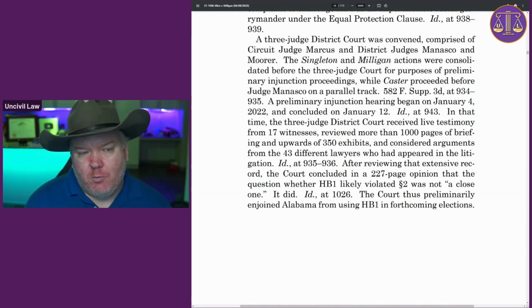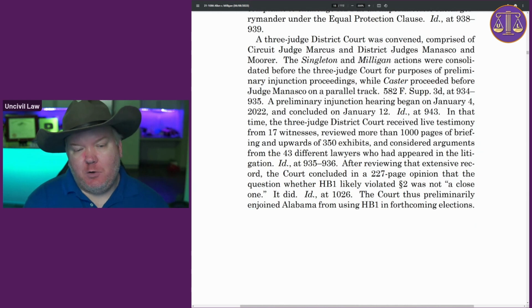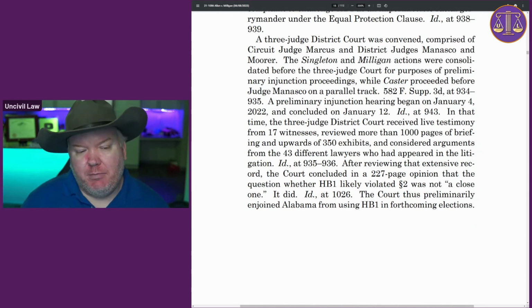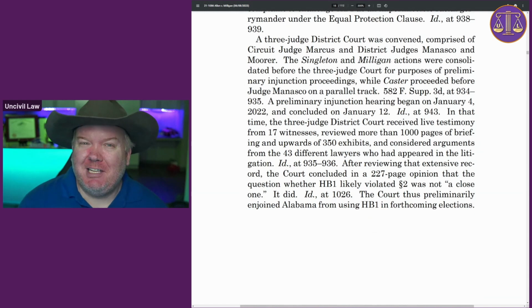The 3-judge court there was a circuit judge and 2 district judges. The actions were consolidated for the purpose of preliminary injunction, while a different case proceeded before a different judge on a parallel track. A preliminary hearing was conducted. At the time, the 3-judge district court received live testimony from 17 witnesses, reviewed more than 1,000 pages of briefings, 350 exhibits, and considered arguments from 43 different lawyers who appeared in the litigation.